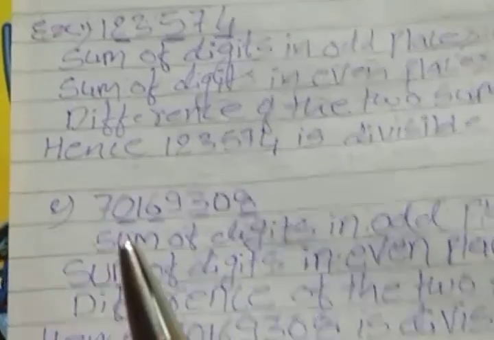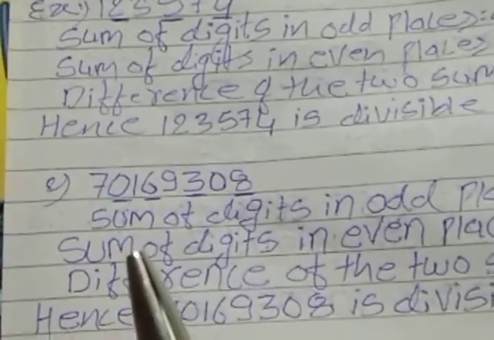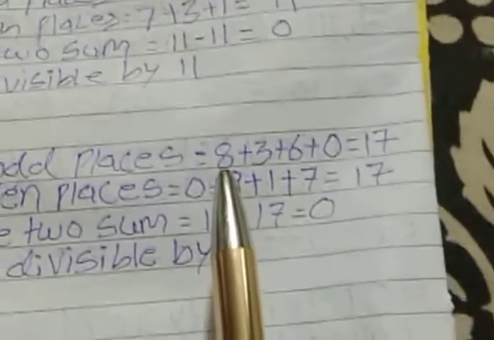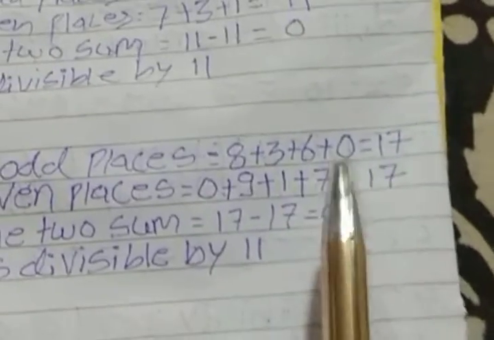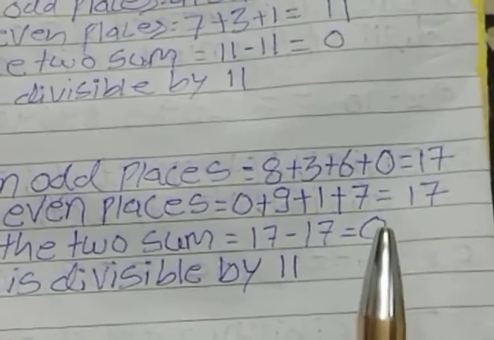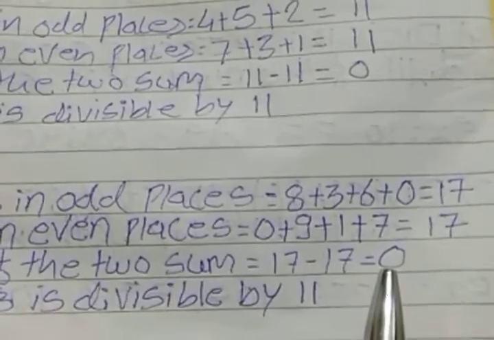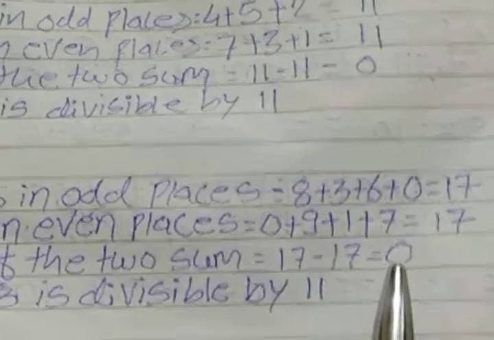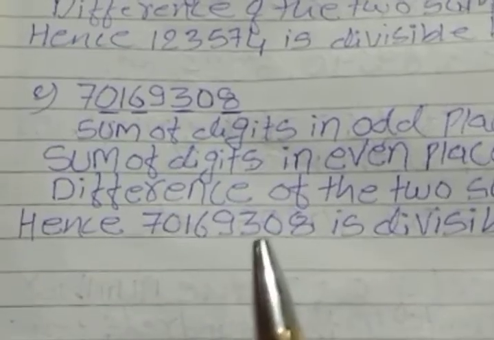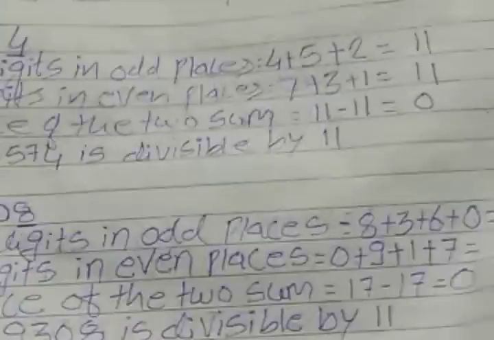Now you have to add the odd places digits and add the even places digits. What is the sum of the odd places digits? 8 plus 3 plus 6 plus 0, 17. And even places digits 0 plus 9 plus 1 plus 7, also 17. If you subtract 17 from 17, you will get 0. So according to the divisibility test, if the difference is 0 or a multiple of 11, then that number is going to be divisible by 11. So here 7 crore 1,69,308 is divisible by 11.